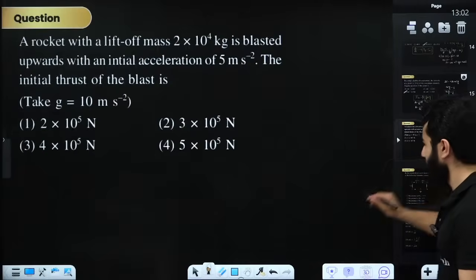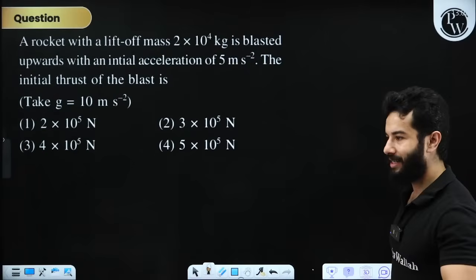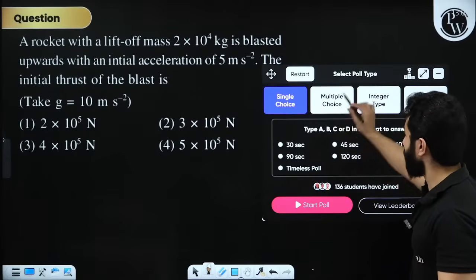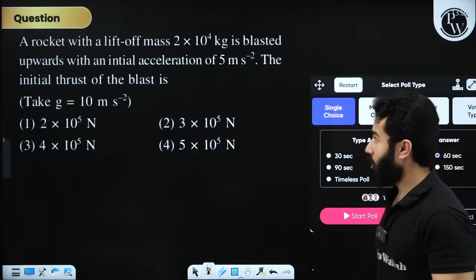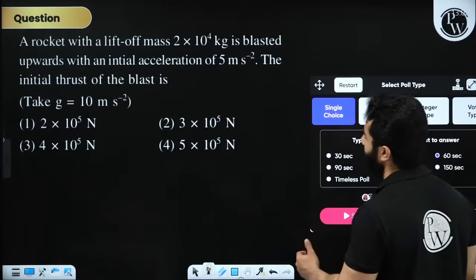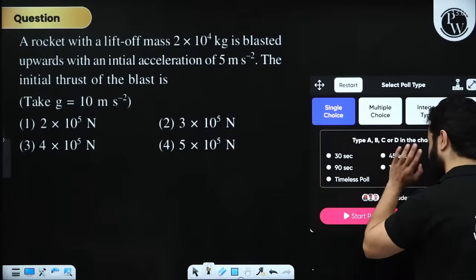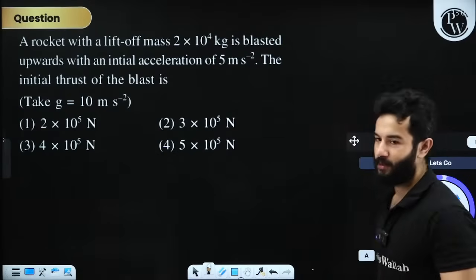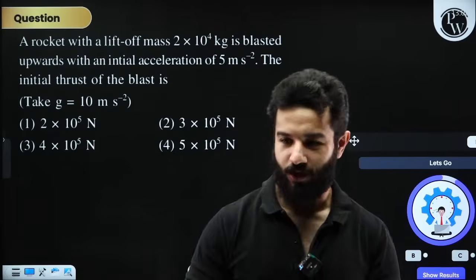Moving on to the next question. Done? Done and dusted. Can I move on to the next question? 60 seconds for this problem. Please read it. A rocket with a lift off mass of 2 into 10 to the power 3 kg blasted upwards with an initial acceleration of 5. Easy problem. 45 seconds. Let's start. You have to find out the initial thrust.